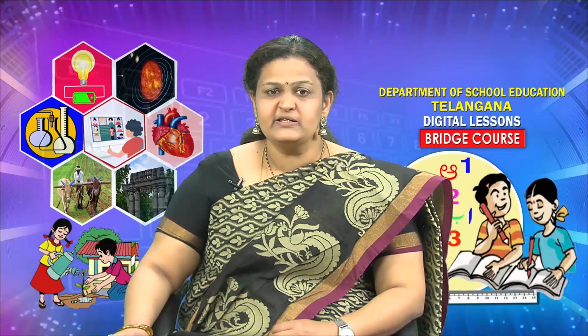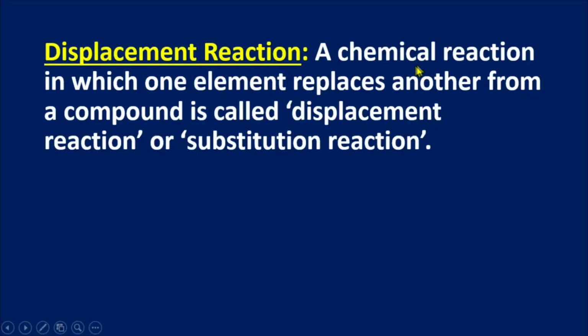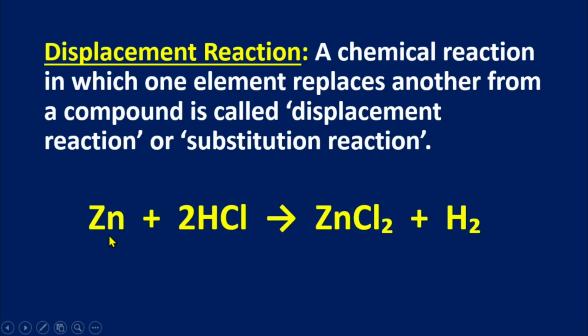The next one is the displacement reaction. A chemical reaction in which one element replaces another from a compound is called displacement reaction or substitution reaction. See this equation children, zinc plus 2HCl, hydrochloric acid. When you add zinc to hydrochloric acid, we have the formation of zinc chloride and hydrogen gas. So here zinc is displacing hydrogen. So this is called as a displacement reaction.